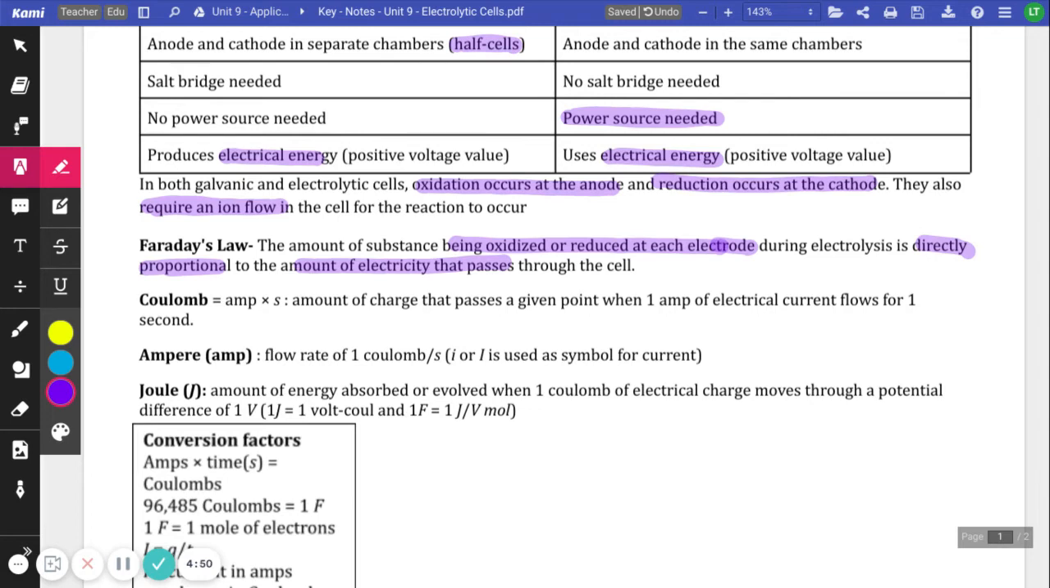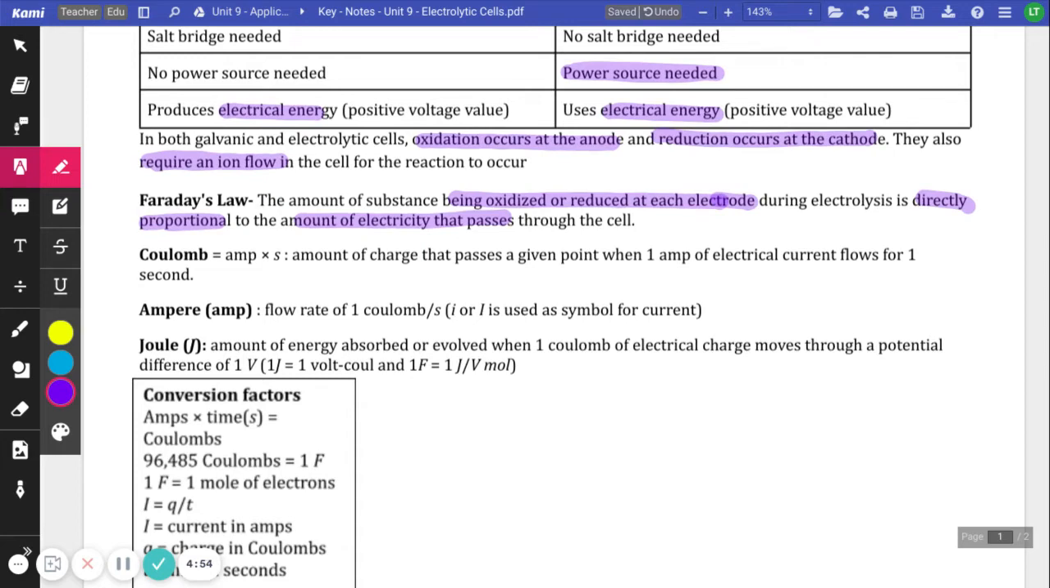So we do need to know a few things in order to do that. The first thing we need to know is, what is a coulomb? A coulomb is equal to an amp times a second. This is the amount of charge that passes a given point when 1 amp of electrical current flows for 1 second. So amps times seconds is coulombs. Then an ampere, or an amp, is a flow rate of 1 coulomb per second. This is just how fast my electricity is flowing, and it's 1 coulomb per second.